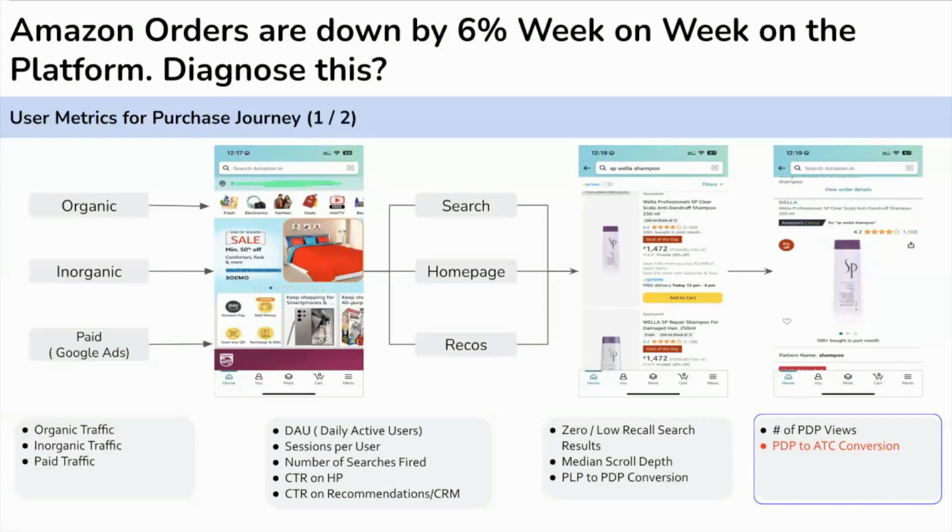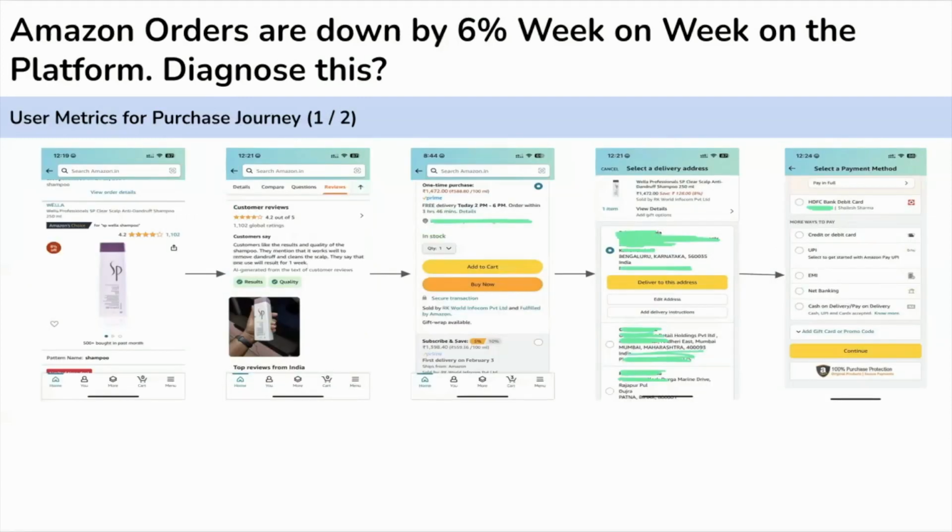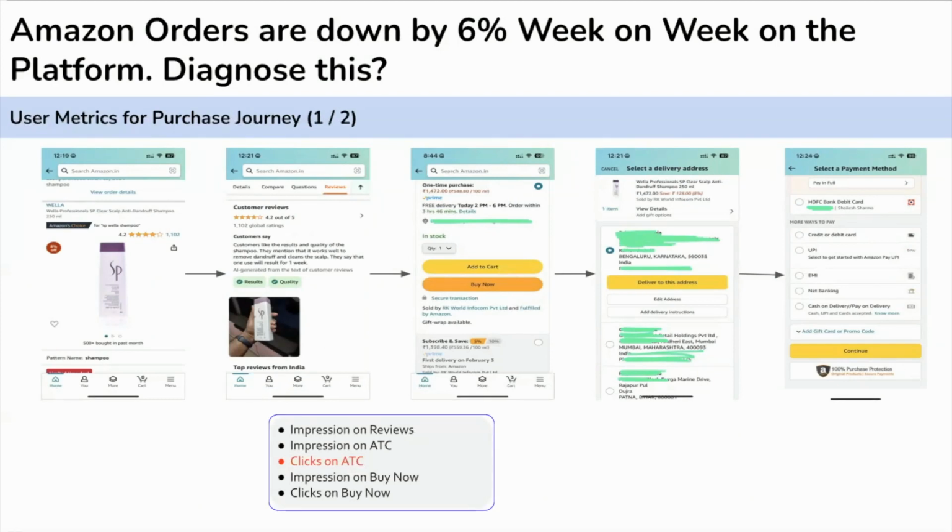Other thing we will see is, out of all the people who are coming onto the product detail page, how many people are doing ATC? That means how many people are doing add to cart? Yes, that has reduced. That means there's a drop in the funnel from PDP and we need to dig deeper into this, right? So on the PDP, the product detail page, we will see a bunch of metrics like impression on the review section. That means, are people seeing reviews or not? Impression on ATC, add to cart. Are people seeing the add to cart button or not? Click on ATC. Are people clicking on the add to cart button or not? Clicks on buy now.